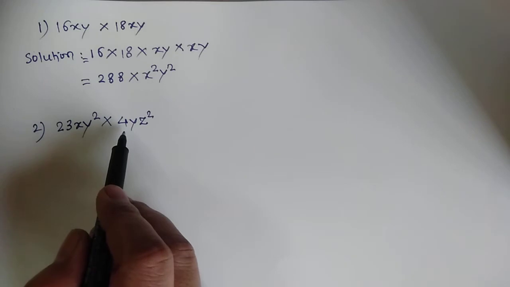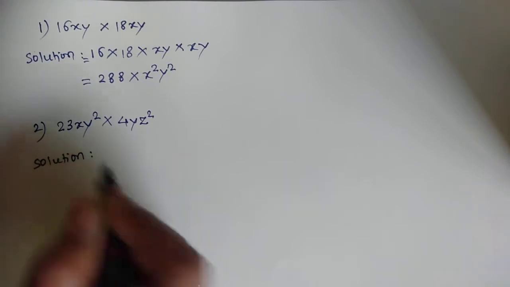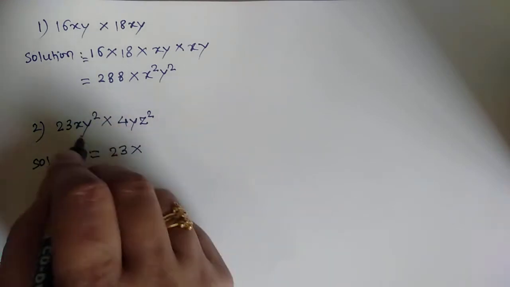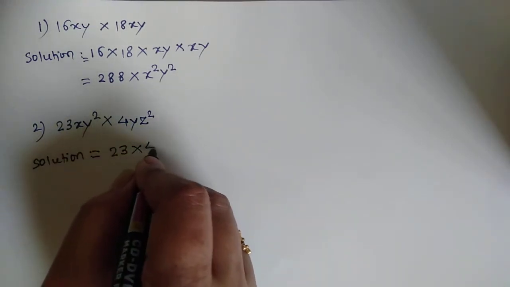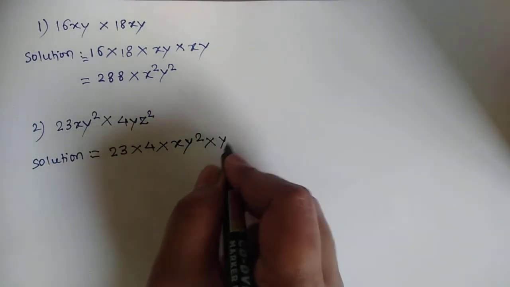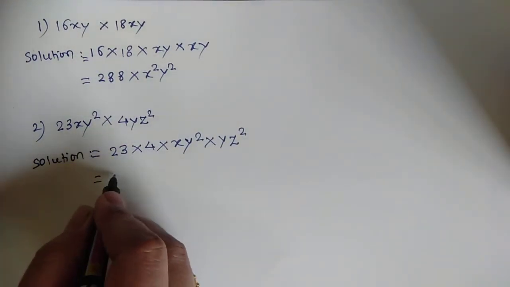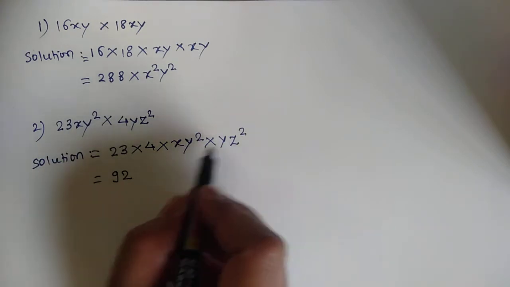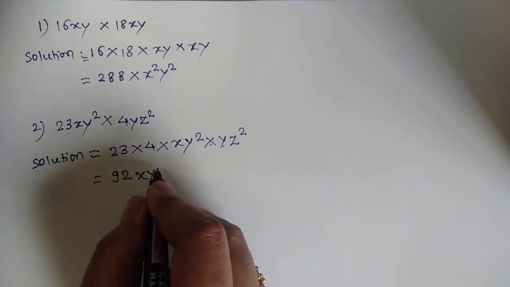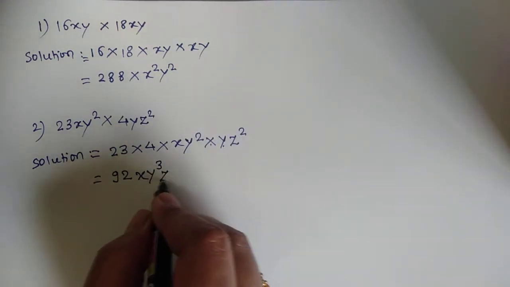23xy square multiplied by 4yz square. Solution is equal to, so firstly write down the multiplication of coefficients of both terms. So 23 multiplied by 4 multiplied by x into y square multiplied by y into z square. So 23 4s are 92. X as it is, y square into y is y cube, and z square as it is. Very simple.